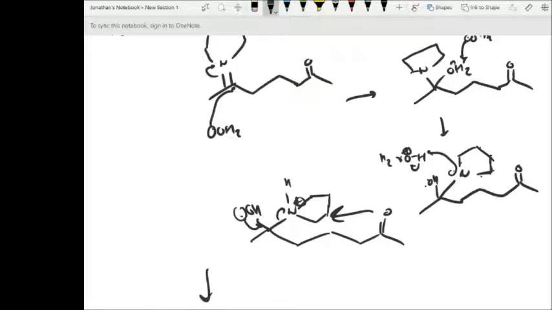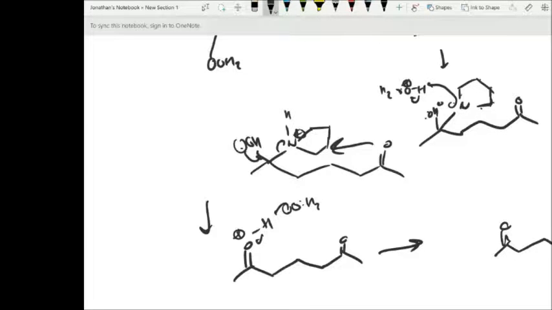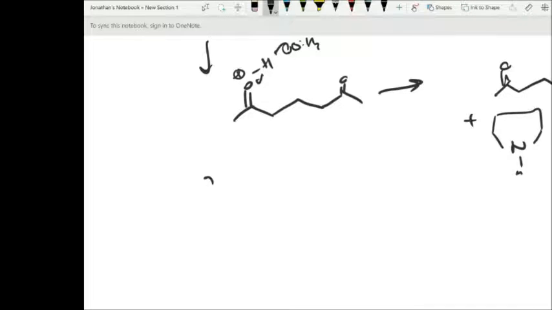Now this forms your carbonyl, and this hydrogen here, remember, there's a hydrogen because this is an alcohol. This hydrogen gets a positive charge, and water is like, give me that. And now you finally have your product plus this secondary amine used for the Stork enamine reaction. Now, if we look at our starting, this was our reagent. Basically, this is what we had.